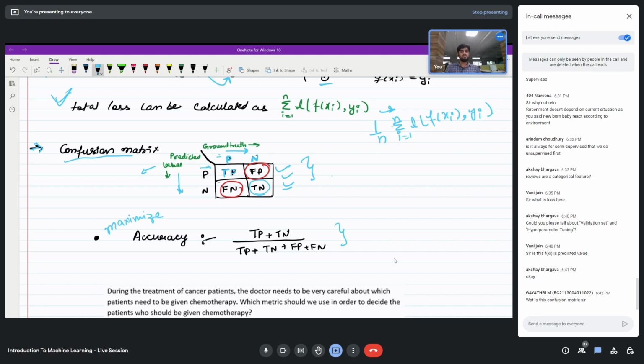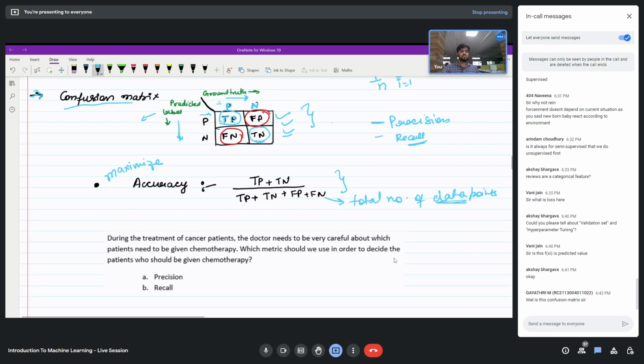Okay. So if you look at accuracy, it is wherever it classified correctly. Correctly is true positive plus true negative, divided by whatever was possible. This is the total number of data points. So this is what your accuracy is. Now there are two more terms associated with it, that is precision and recall.